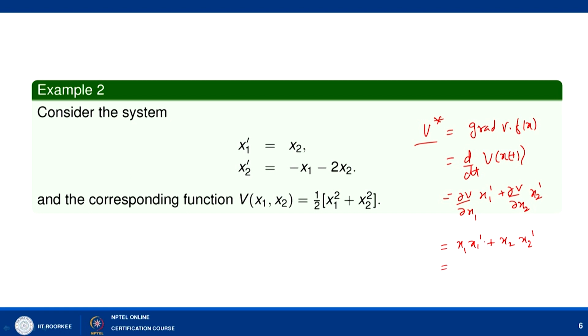Now, we already know the expressions for x1 dash and x2 dash. So, we can write x1 dash is x2 plus x2 dash is minus x1 minus 2 of x2. If you simplify, x1 x2 minus x2 x1 minus 2 of x2 square. So, this will be cancelled out and it is nothing but minus 2 of x2 square. So, V star is given as minus 2 of x2 square here. We can easily check that this is a negative semi definite function.